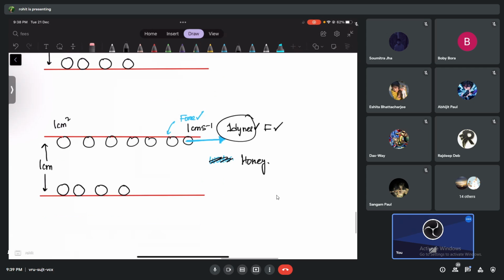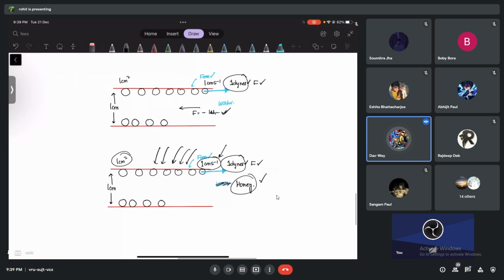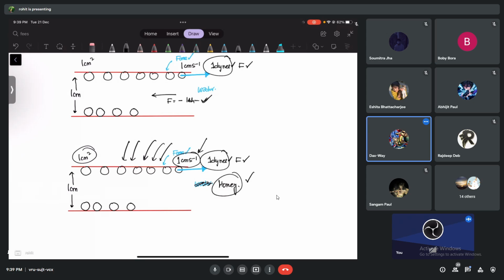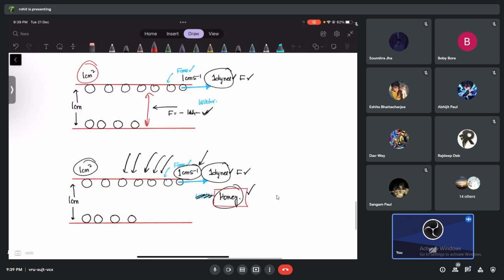Now tell me, just imagine this is honey now. Can I make the topmost layer move at 1 centimeter per second in honey also? Yes or no? The force should be more, right? The force should be high or very high? Very, very high. The velocity gradient is same. The area is same.